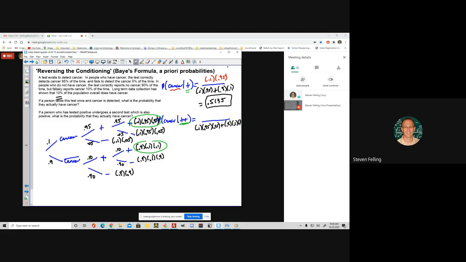And then which ones meet the criteria for having cancer? Only this branch here that went through cancer. So it's 0.1 times 0.95 times 0.95. And if you compute that out carefully, that turns out to be 0.9093. So after a second test, if they're both positive, now there's about a 91% chance that the person actually has cancer. And if you add a third test, it would go even higher, close to 99%.